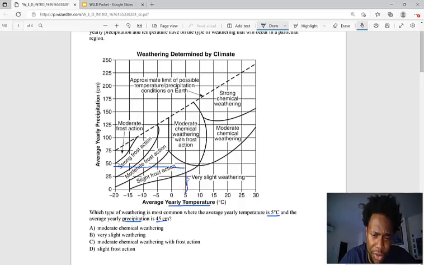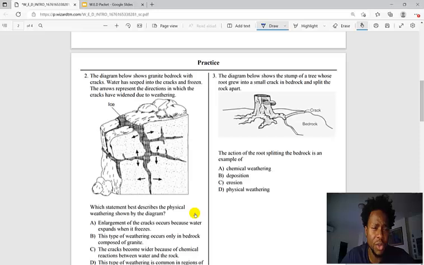If I follow my 5 degrees Celsius, both of them meet here, and in this area it is slight frost action that will be dominant in this part of the earth, where temperatures are around 5 degrees Celsius and the amount of rainfall is around 45 cm. So the correct option here would be option D, slight frost action. That would be our answer because that was what we got from the graph. All right, let's move on to question number 2.